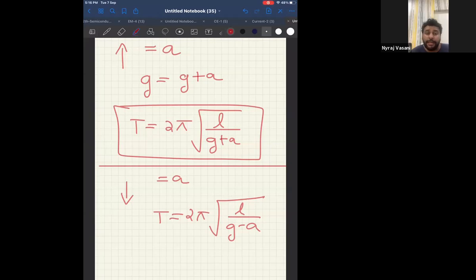Third question, answer is this, where g equal to a, or a equal to g. Write down as case 6, free falling lift. And free falling lift means free falling body, okay? And that happens only when the rope is cut of a lift.